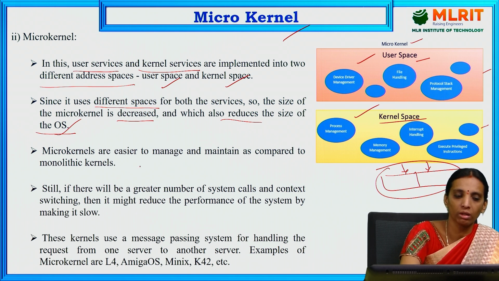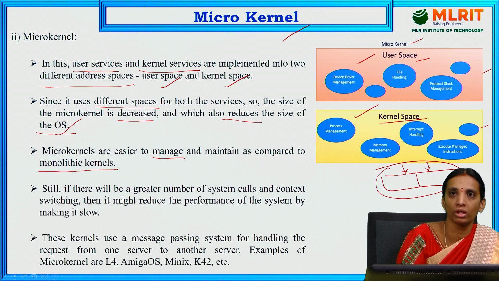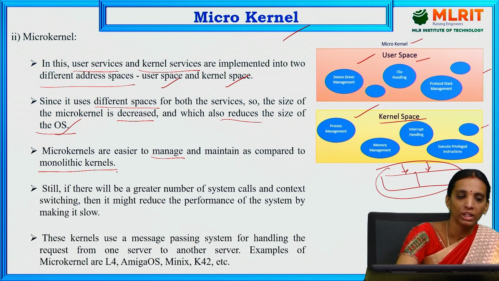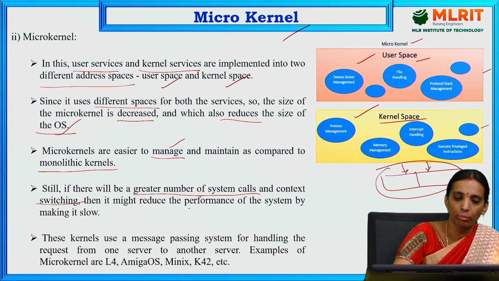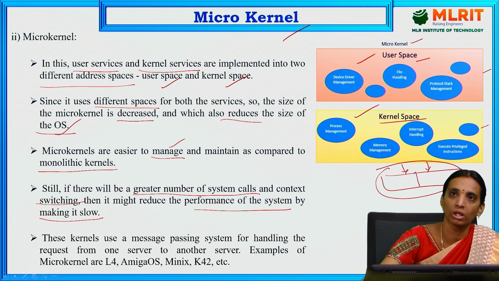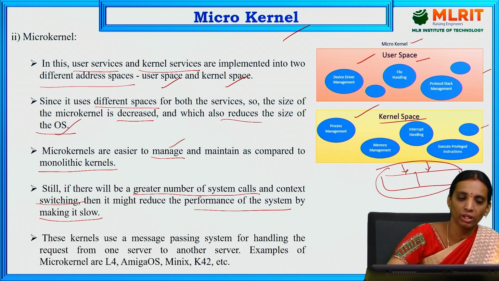Microkernels are easier to manage and maintain as compared with monolithic kernel. Because two separate spaces are used, maintenance and managing are also easy. If there are a great number of system calls and context switching, it might reduce the performance of the system by making it slow. If more system calls are there, more memory will be used, therefore the execution process will take more time, and the performance will slow down.